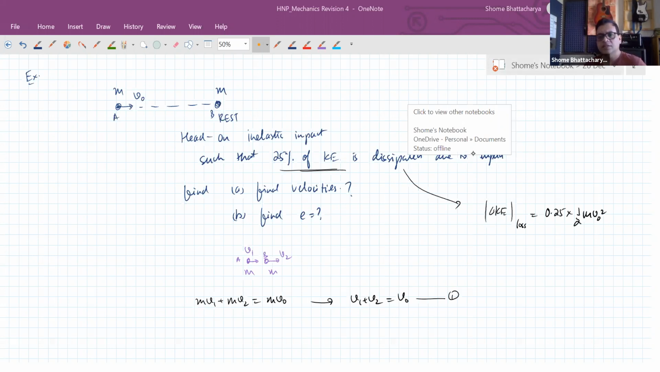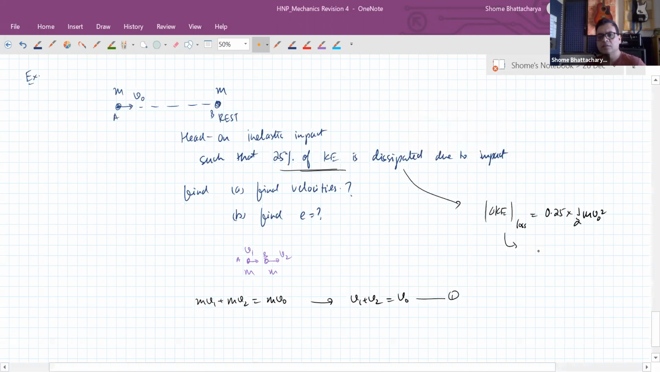So the loss of kinetic energy is 25% of the initial kinetic energy. That means that the final kinetic energy is 75% of the initial kinetic energy, or 0.75 of half m v naught square. Okay, so half m v1 square plus half m v2 square, the final kinetic energy, is going to be 0.75 times the initial kinetic energy. So you can write this like this, that v1 square plus v2 square will become 3 by 4 v0 square.